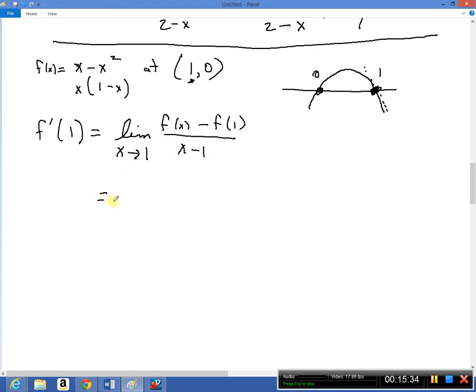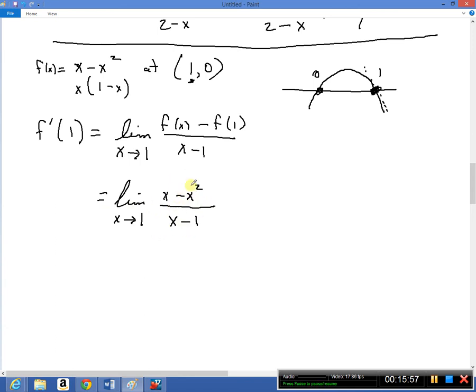Substitute in, you get for f of x, x minus x squared. And now for f of 1, that's very good because we know what f of 1 is. It's going to be 0. Check it out, 1 minus 1 squared. So I don't have to write that. Divided by x minus 1. And of course, we have a 0 over 0 bad news situation.